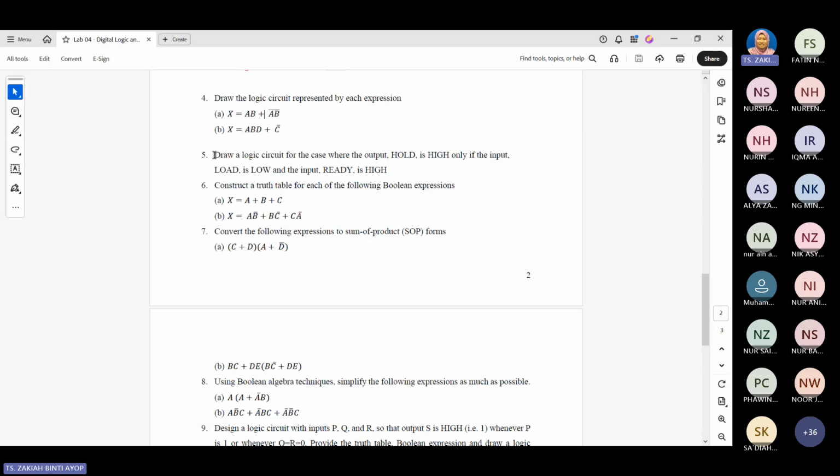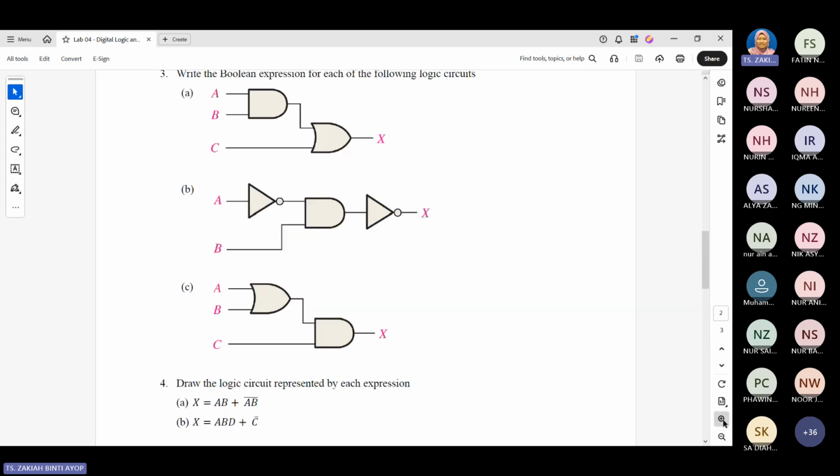It's because the midterm subjective questions can be like this. Now next is construct a truth table for... I hope you can see my screen.